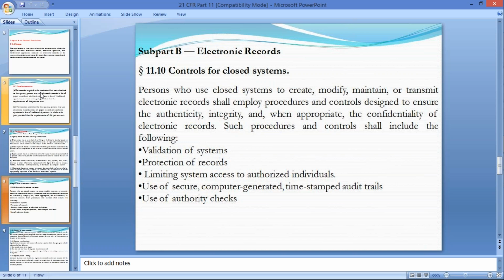Use of secure, computer-generated, time-stamped audit trails means, as it is an electronic system and an electronic record, once you collect the data in electronic form, whenever you update the data, the system will ask you why you are updating. What kind of updation, and why do we need to update? An audit trail is a document which will capture the changes to the data.